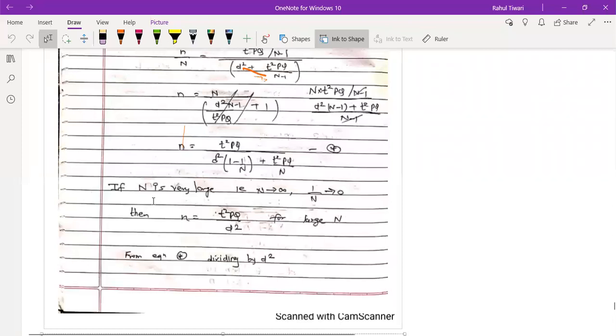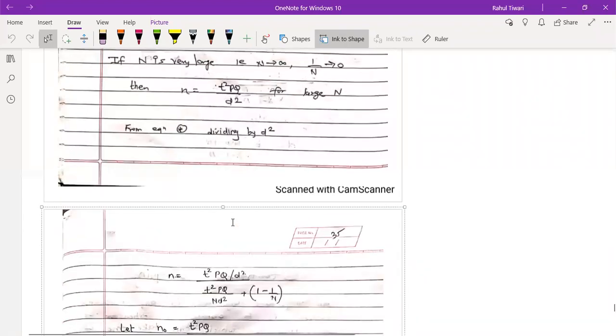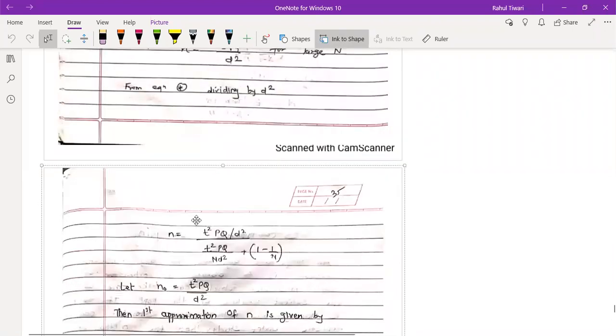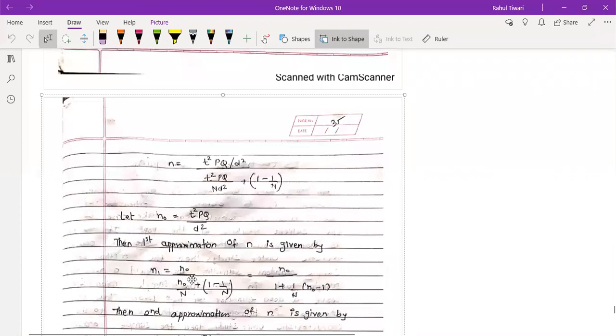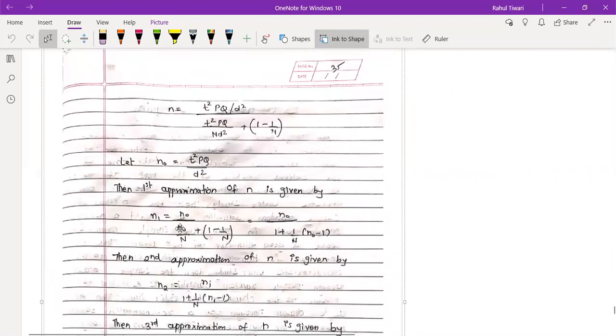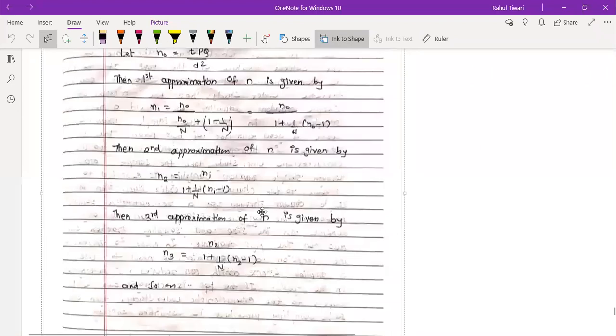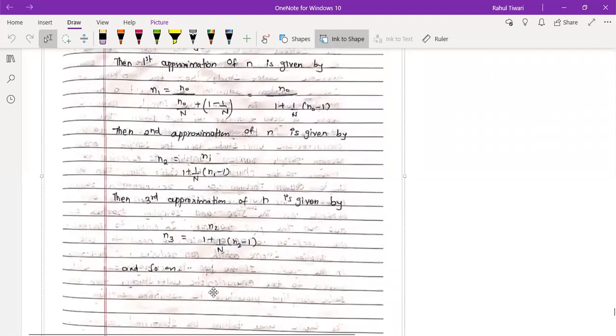This is another way of doing the expression. I've divided by d square, and I'm trying to get some approximation of n. Once you have n naught, one can find n1. This is the second approximation. Sometimes they will tell you to find out up to the third approximation, so you have to continue till the third approximation. Sometimes they ask for the fifth approximation, so you have to go up to the fifth approximation.